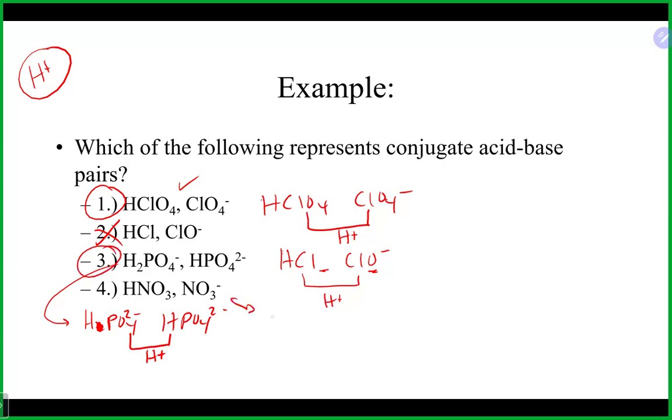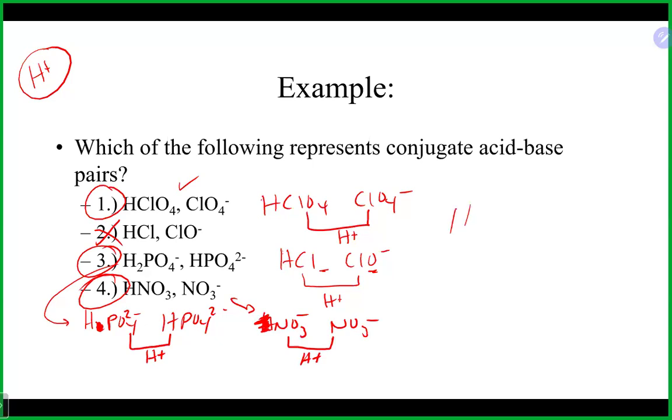Lastly here, HNO3, NO3 minus. Once again, the difference here is 1 H plus between those two. If you get rid of the H on the left, you're left with NO3, and it was neutral and lost the positive, becomes one more negative, and again, you end up with the guy on the right. So it does look like it is 1, 3, and 4 here that are pairs, and obviously number 2 is not a pair. Any questions on that?